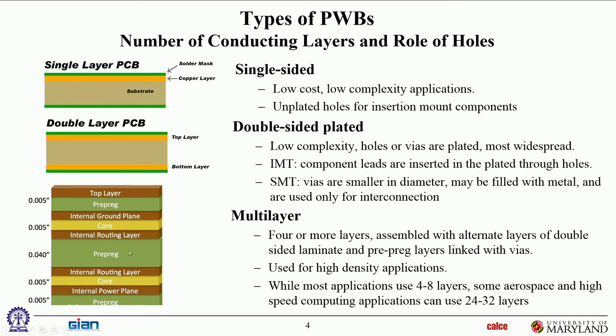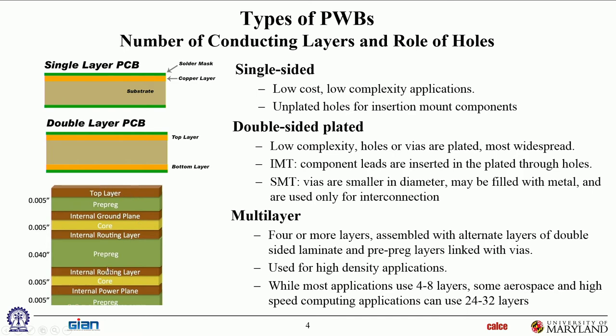You can have multi-layered boards. So now you can see there are multiple layers. So there are two cores. So think about this. This is the base building unit, the core with copper on two sides. Now, what is a core? We'll talk about all that in a minute. But this core material with copper on two sides is the building block, separated by these pre-preg layers. Again, what are pre-preg layers? We'll talk about all that.